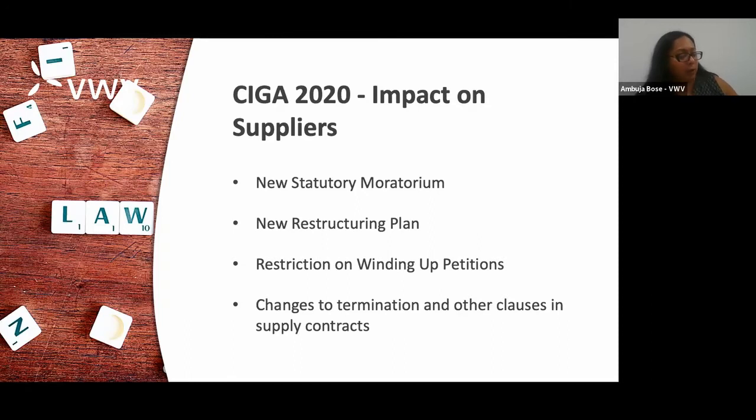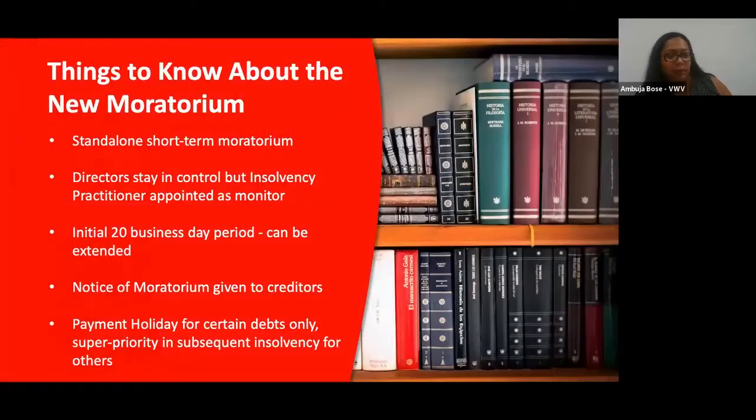So moving on to the things in particular to know about this new statutory moratorium that CIGA introduces. CIGA introduces a new standalone short-term moratorium that insolvent debtors can benefit from. The premise of the moratorium is that directors will stay in control, but an insolvency practitioner will be appointed as monitor. The moratorium in the first instance will be for an initial 20-day period.